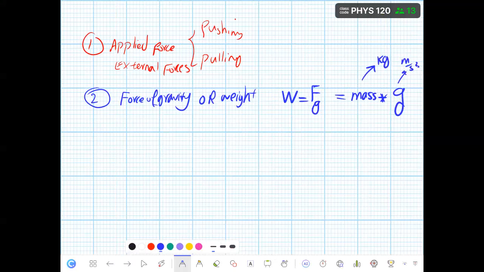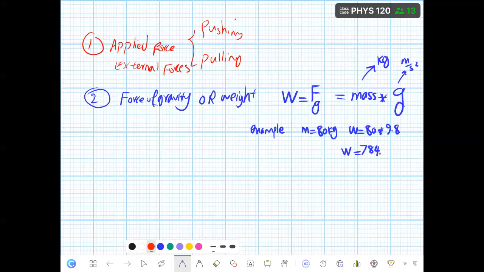Good? Example. A person with a mass of 80 kilogram, what is the weight? The weight is going to be 80 times 9.8. 80 times 9.8 is going to be 784. What is the unit of the force? N, or Newton.